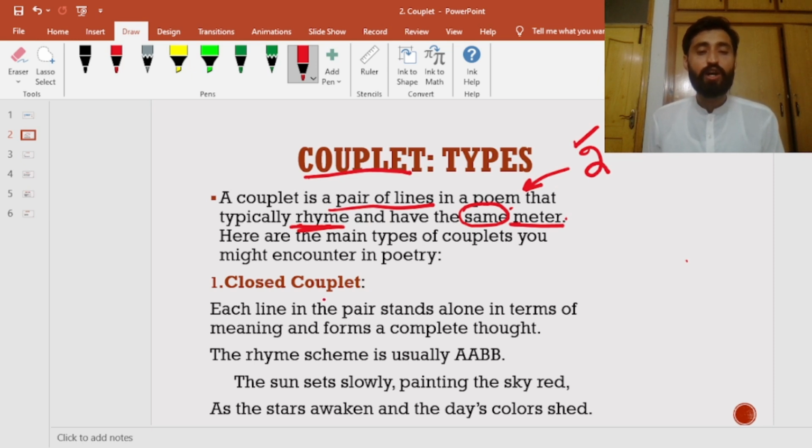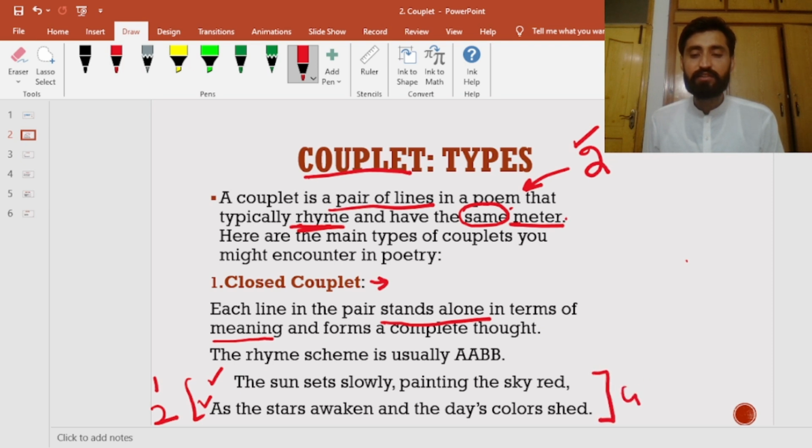The first one is a closed couplet. Now what is a closed couplet? Each line in the pair stands alone, right? Look at this example. There are two lines, first and second. Each line stands alone in terms of meaning, and when we analyze the meaning, both of them stand alone and form a complete thought.